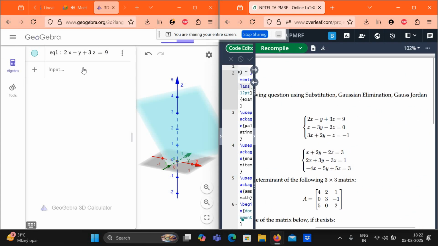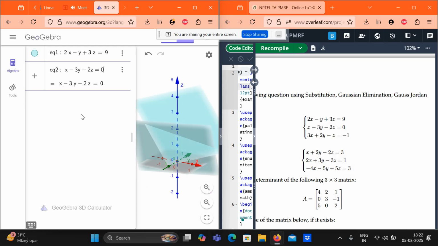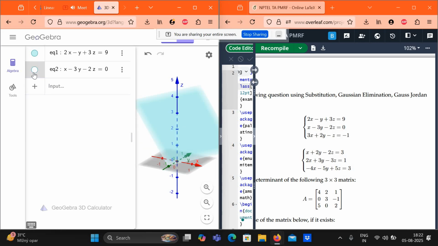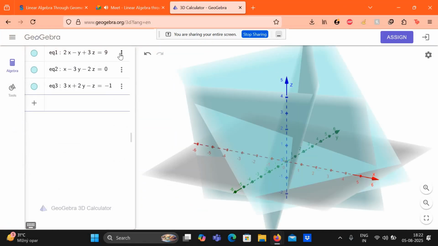Okay, so you have equals 9. Now equation 2 is x minus 3y minus 2z equals 0. So you have the second plane, and then I change the color. Equation 3 is 3x plus 2y minus z equals minus 1. Okay, great. How do I change the color?